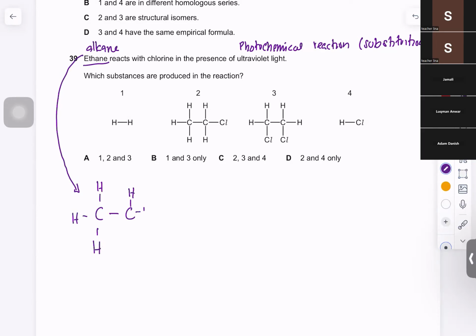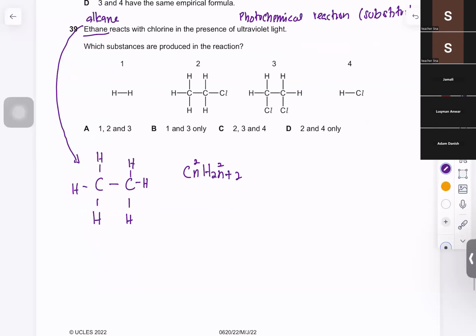How did you get the formula? Based on CnH2n plus 2, you put here 2 and 6, so C2H6. Now which substance is produced in the reaction? In this photochemical substitution reaction, you break down the bond and then you do the substitution.